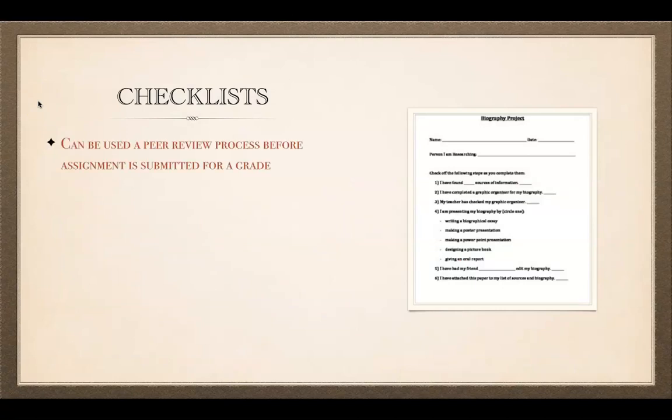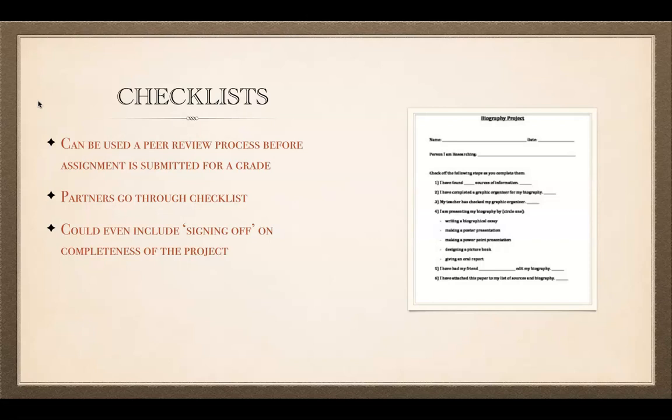Also within checklists, they can be used as a possibility, again, before the student actually submits their assignment, as a peer review process. And so they could partner up with somebody, you check my paper, I check your paper, and we go through the checklist and just make sure that somebody else is looking to see if all those things exist within what the student is going to submit. And so you're just partnering up on that. Partners go through that checklist.